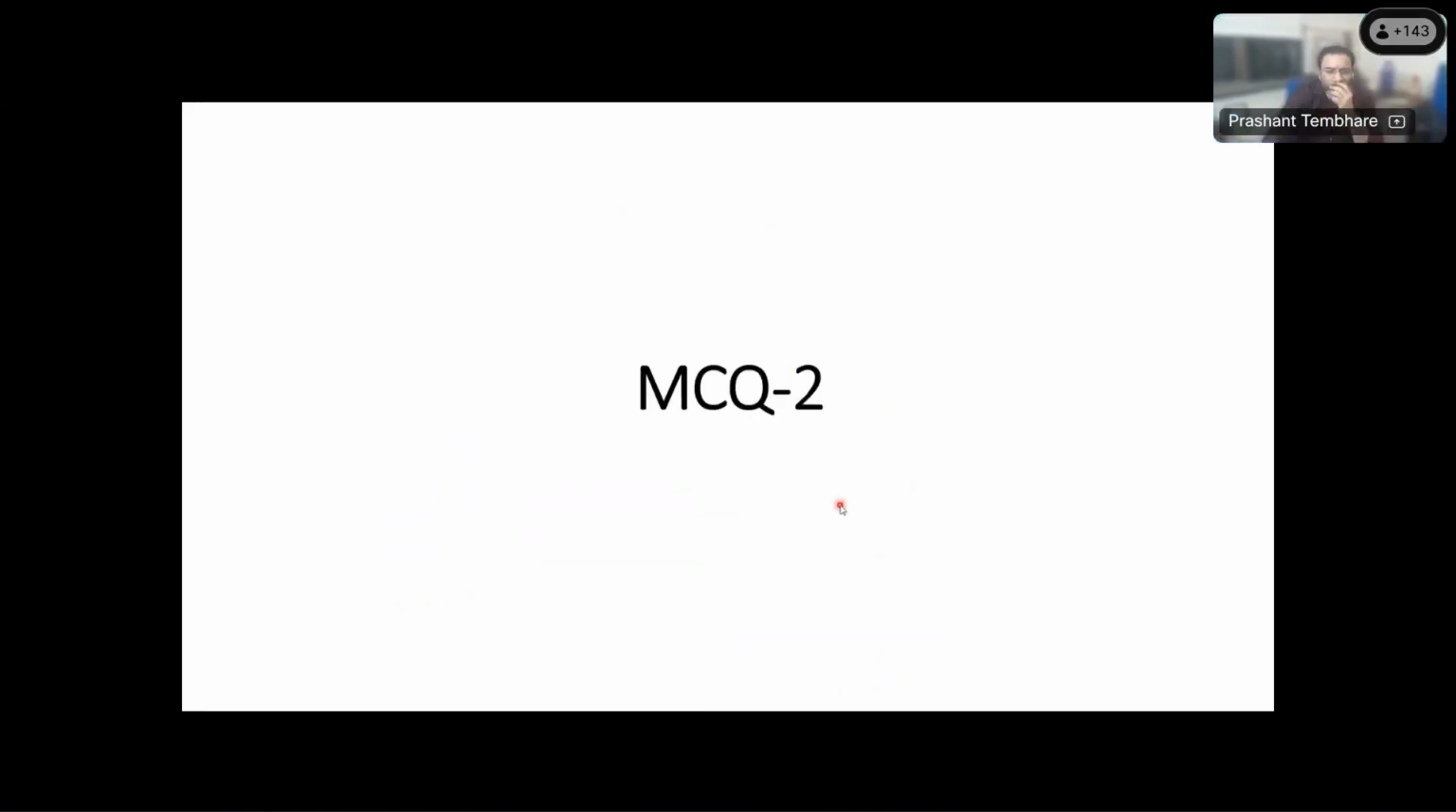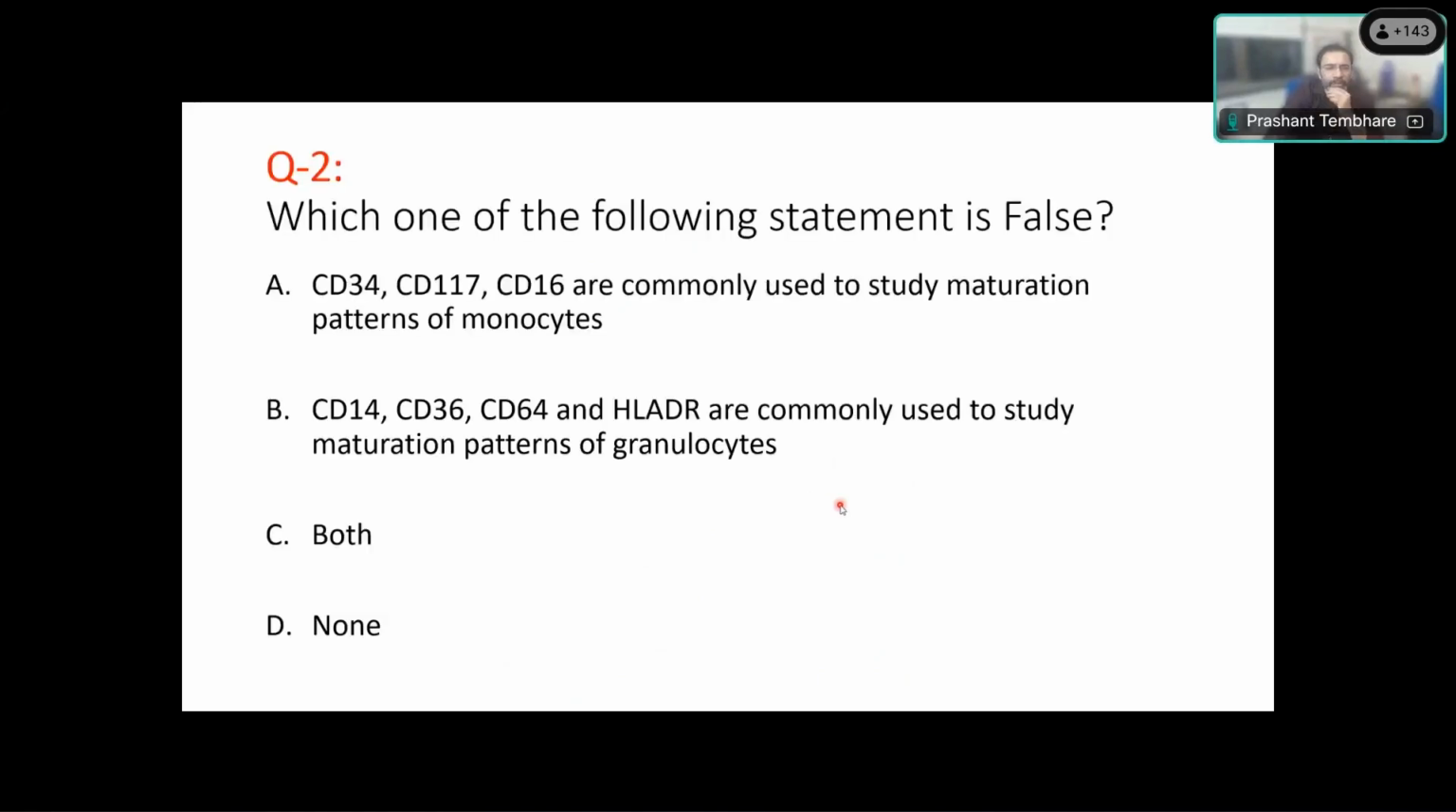Let's go to another question for our participating students. So I have 4 statements here. Which of the following statements is false or wrong? CD34, CD117 and CD16 are commonly used for studying maturation of monocytes. That is one statement. The other statement is CD14, CD36, CD64 and HLA-DR are commonly used for studying the maturation pattern of granulocytes. The third option is both, and the fourth option is none.